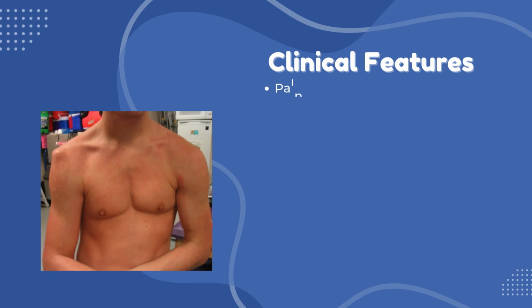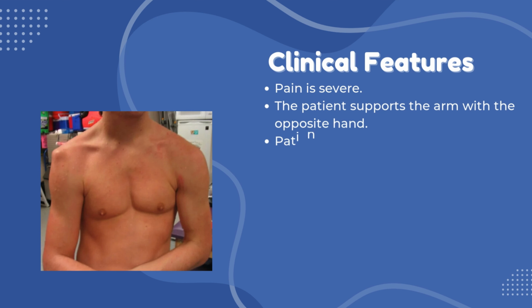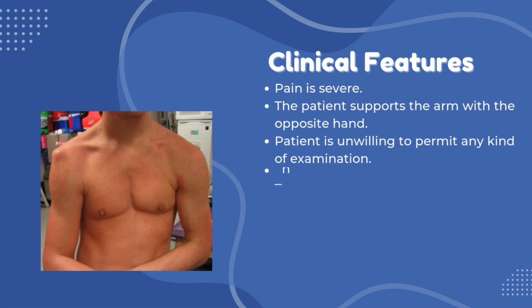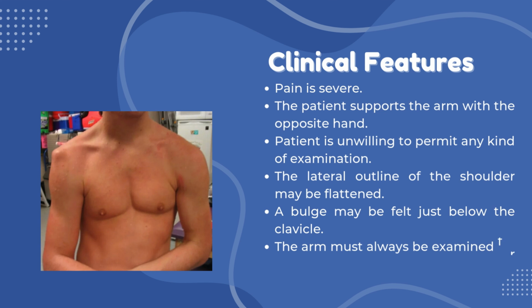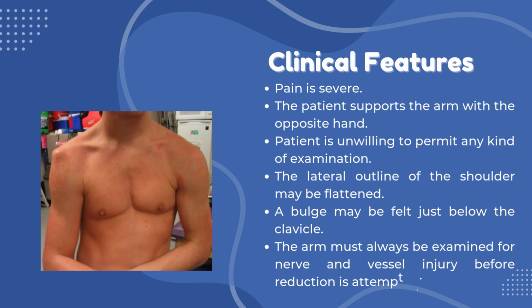Clinical features of anterior shoulder dislocation. If you compare the two shoulders, on the affected side there is flattening of the shoulder contour. There is a bulge infraclavicularly, and the joint is very painful, and the patient is unwilling to move or to be examined. If you feel the joint, there is a bulge in the infraclavicular fossa, which is the head of the humerus. It is always important to examine the nerve, which is usually the axillary nerve affected in anterior dislocation of the shoulder, and also to feel the pulse for integrity of the axillary artery.